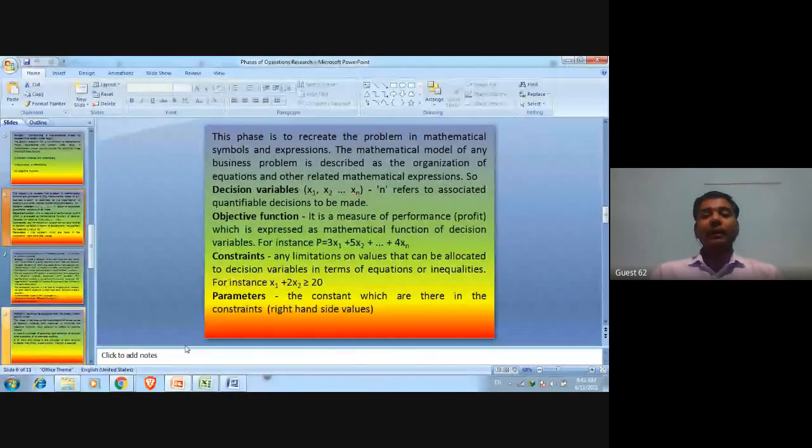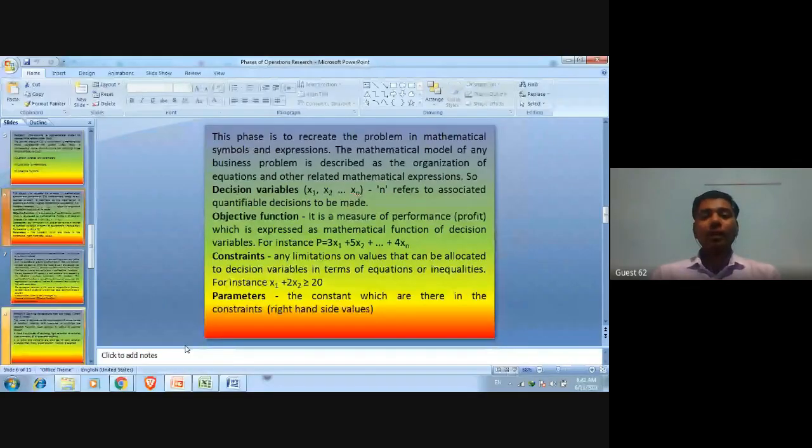Objective function. It is a measure of performance. If you are selling, it can be profit, and if you are manufacturing, it can be cost. Profit will be maximized and cost will be minimized. So the objective function is a measure of performance, expressed as a mathematical function of decision variables. For instance, P equal to 3x1 plus 5x2 plus so on.